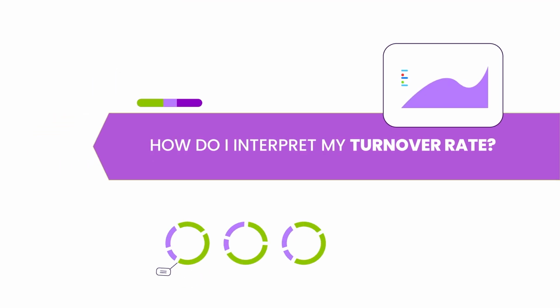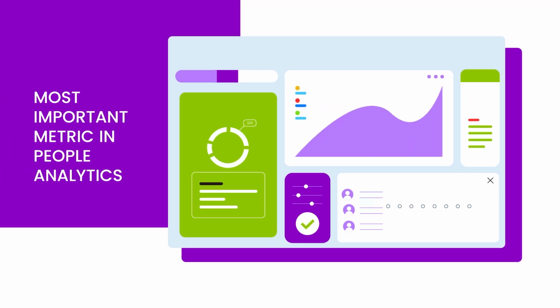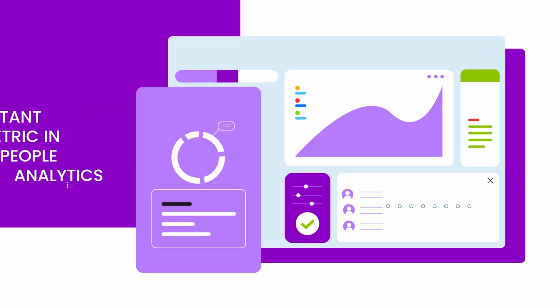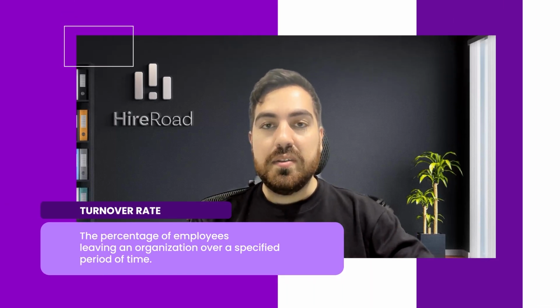How do I interpret my turnover rate? So turnover rate is arguably one of the most important, if not the most important metric in people analytics. Its main function is to help highlight the percentage of employees leaving an organization over a specified period of time.